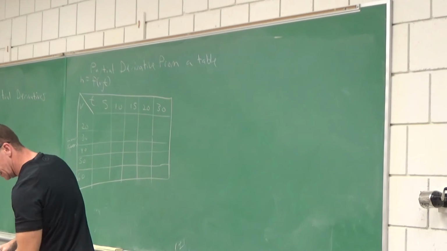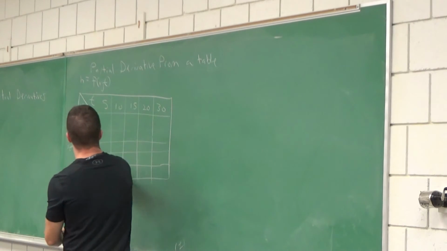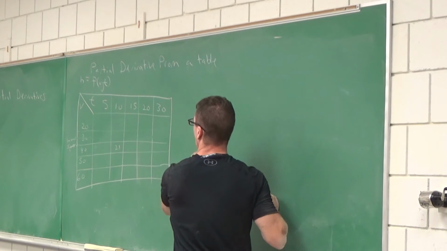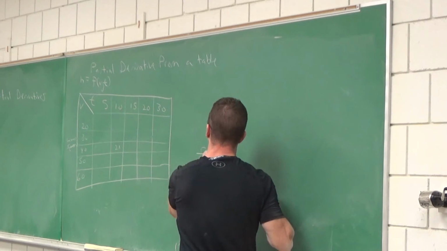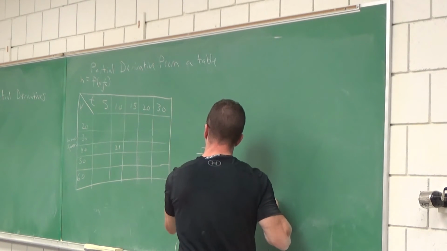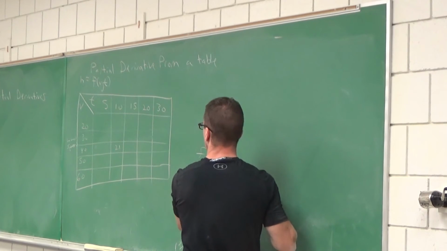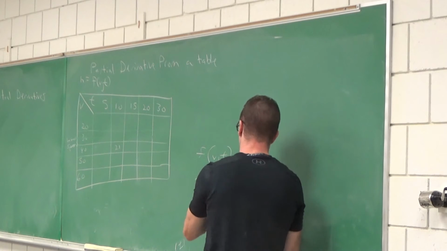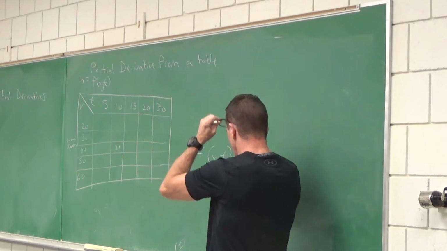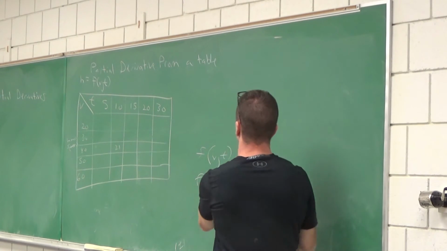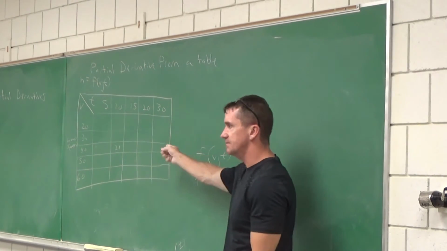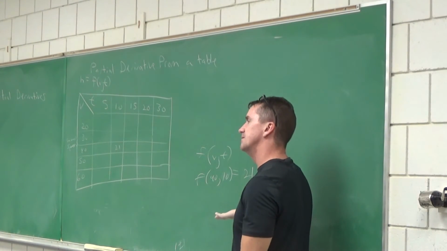Let's see. F of 40, 10 is 21. Do you agree this is true? F of V comma T. Whoops. F of 40 comma 10 is the number 21. You all agree? F of 40 comma 10 is 21? We can see it. So what can you interpret that for me?